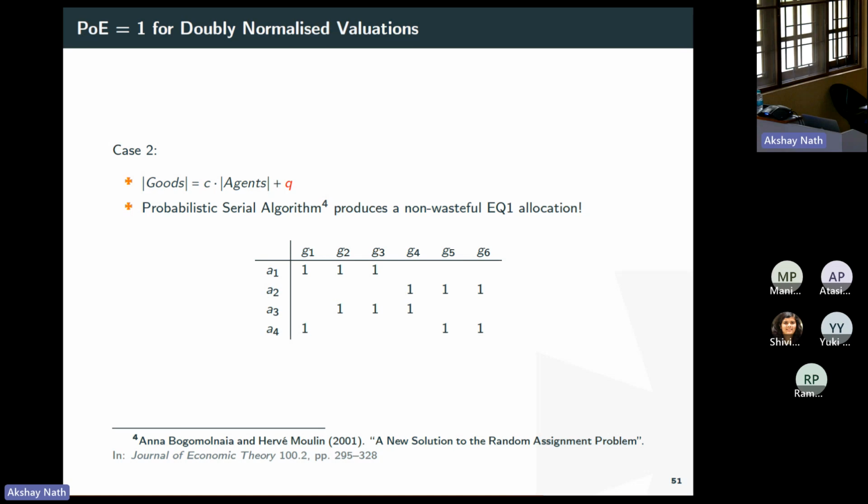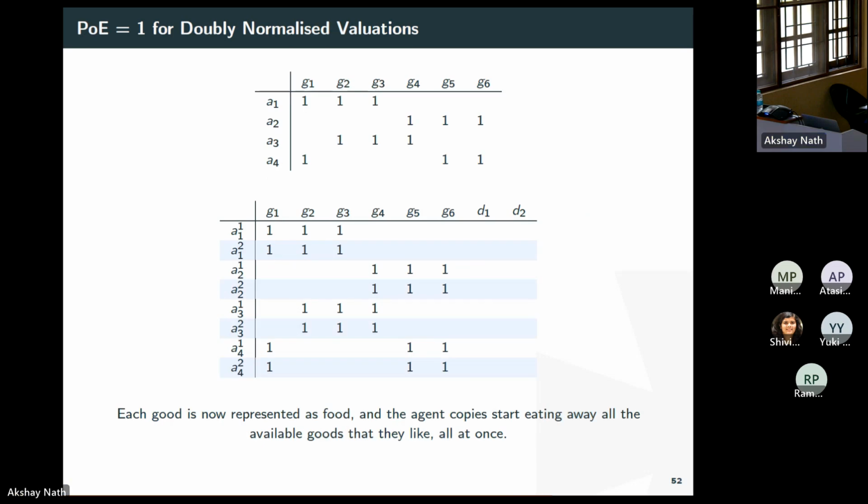Let's consider this instance where the number of goods is not an integral multiple of the number of agents, and the valuations are doubly normalized, right? So we have 3 ones in each row, 2 ones in every column. What we do is we first try to create a square matrix. So we create agent copies. Here there are 4 agents, so we can add 2 dummy goods over here so that there are 8 goods, and create 2 copies of every agent. So there are 8 agents. Every agent copy values the goods alike.